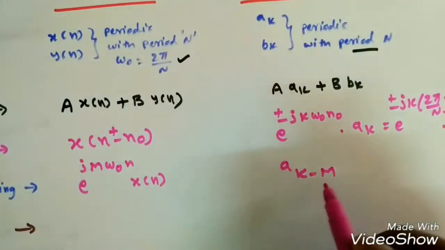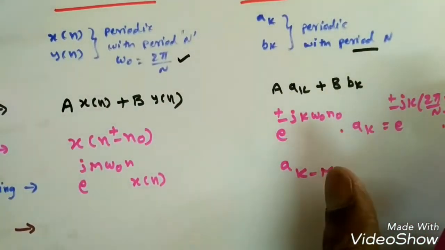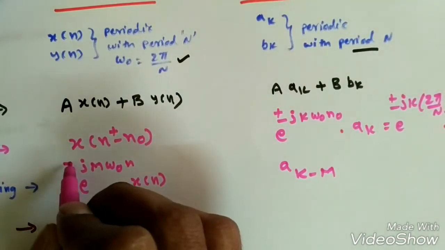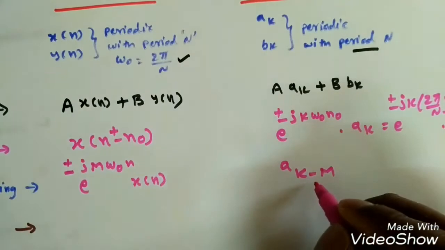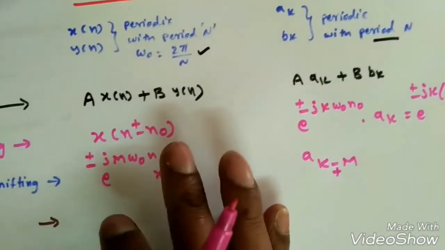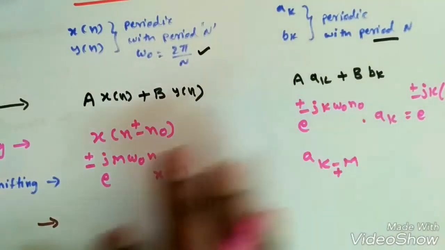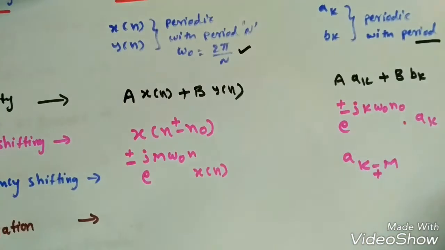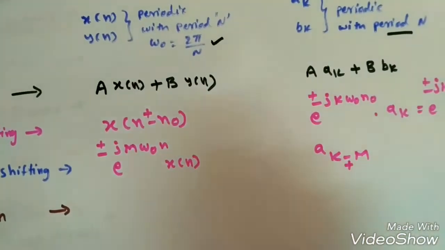Whenever there is a positive sign, we will get k minus m. This is the shifted, delayed version. If this is plus, we get minus; if it is minus, we get plus. Remember, it is opposite: in time shifting, whatever the sign here, we get the same sign. In frequency shifting, whatever the sign here, we get the opposite sign. Remember this one.